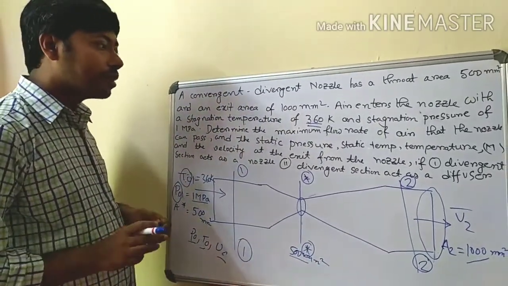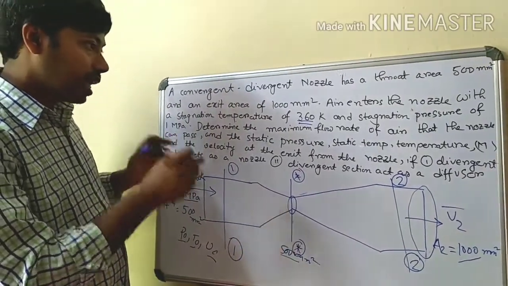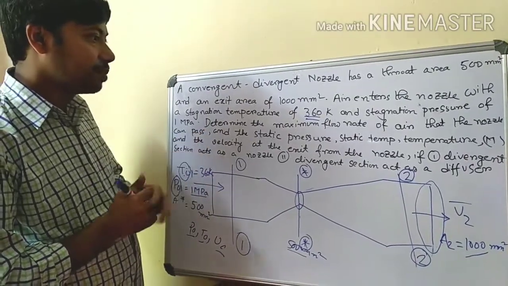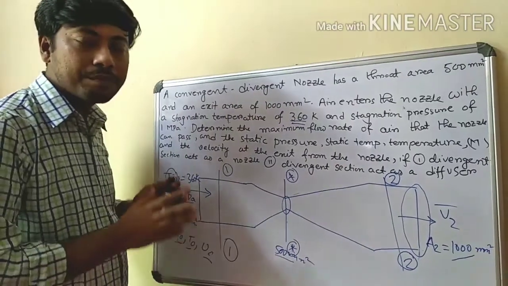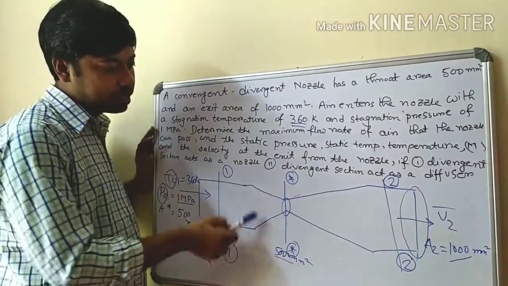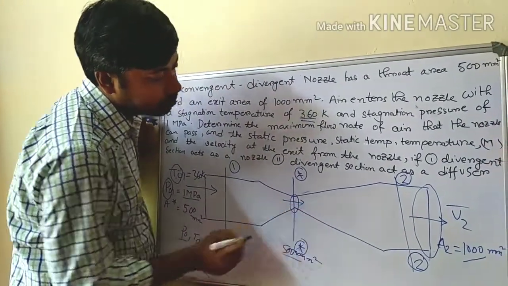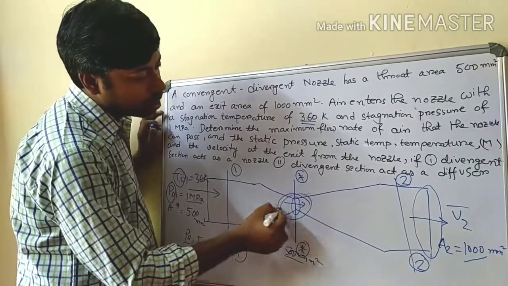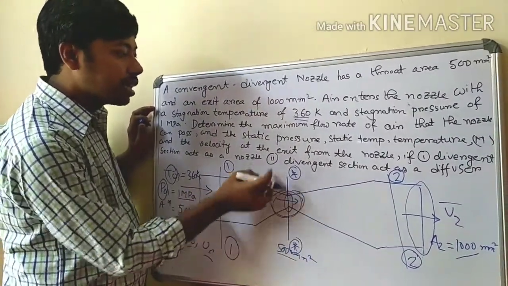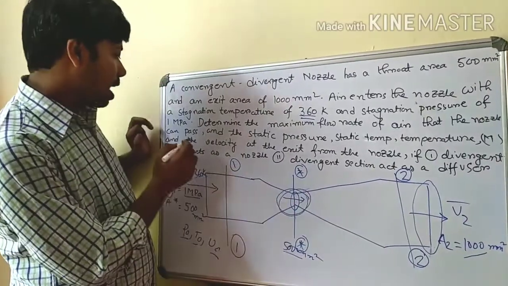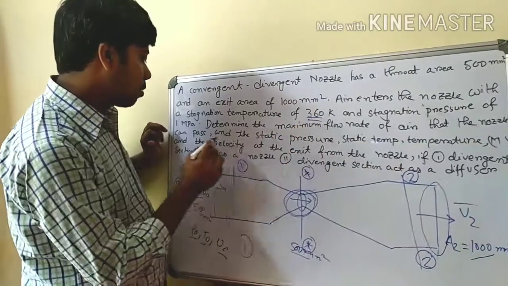Now you have to calculate the maximum flow rate of air that the nozzle can pass, and the static pressure, static temperature, and Mach number. Actually we already covered this topic. You know that the maximum flow rate occurs in the throat section. So you have to calculate the maximum flow rate in this throat section, and you have to calculate the static pressure, static temperature, and obviously the Mach number.